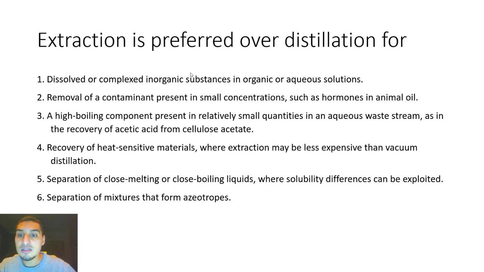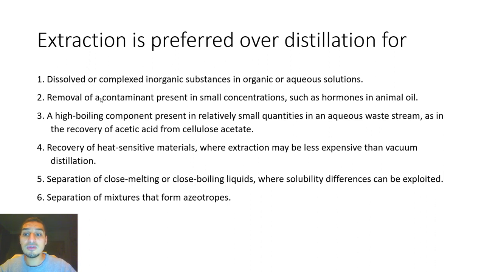In some cases, you have a component that is present in a small concentration. In this case, the distillation would be very difficult. As you all remember, in the distillation at the very far end of the McCabe-Thiele diagram, you have the operating and equilibrium curves very close together, and in this case you'll need a lot of stages to do the separation and to get the component that's present in very small concentrations. So distillation is not going to be economically feasible in this case.